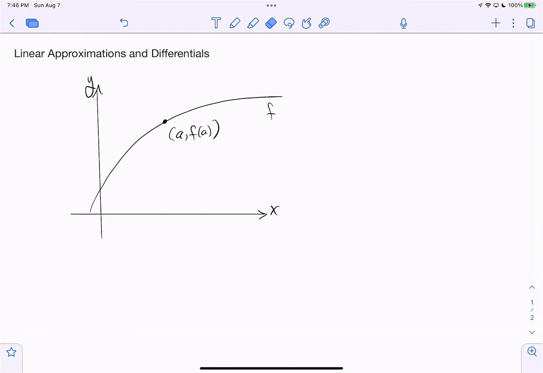This series of videos is mostly vocabulary. In this video, we're going to see linear approximations. In the next video, we're going to see differentials. I have here the graph of a function f and a point identified on the graph, a, f of a.